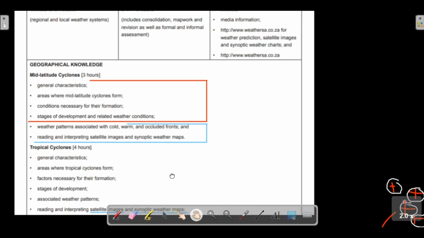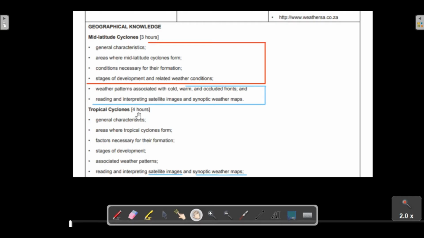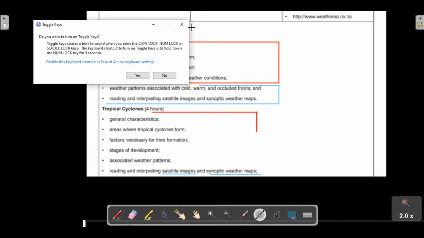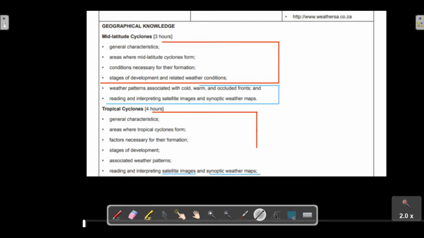Now, for this video, we are looking at tropical cyclones, and we'll also break this down into two separate videos. This video will cover general characteristics, areas where tropical cyclones form, factors necessary for their formation, and the stages of development. These are the four concepts that we shall cover in this video. The following video will include the impact that tropical cyclones have, and how you identify them in satellite images and in synoptic weather maps.